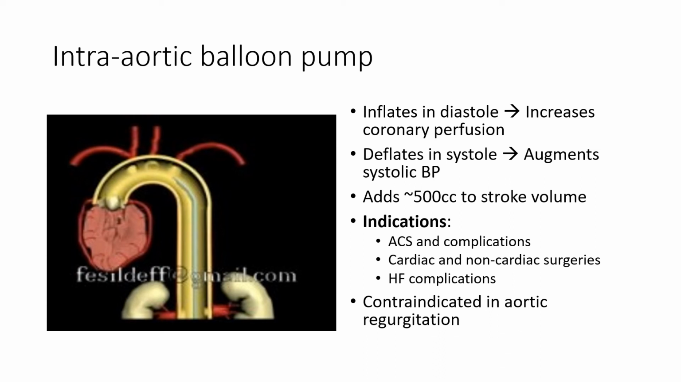So what you can see again is that it inflates in diastole, which increases the coronary perfusion. In diastole, the aortic valve is closed, and the pressure in the coronary cusps will increase when it inflates. It deflates in systole, which helps augment the systolic blood pressure. It adds approximately 500 cc's to stroke volume, according to some estimates.